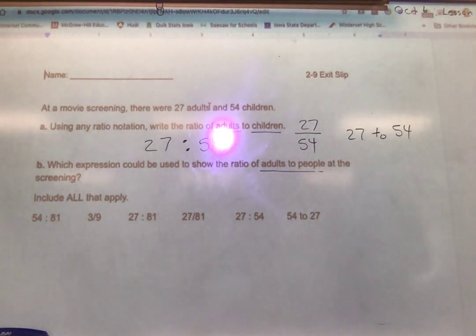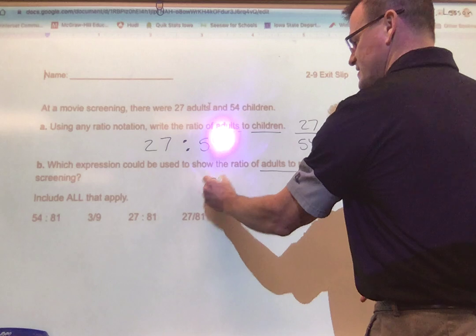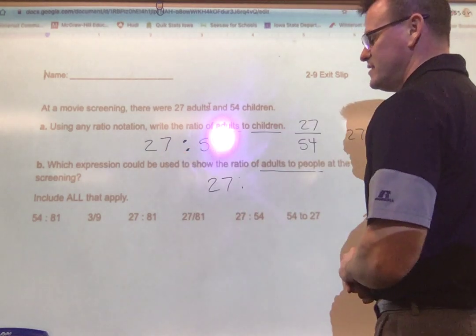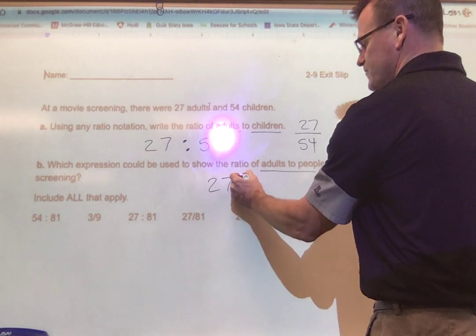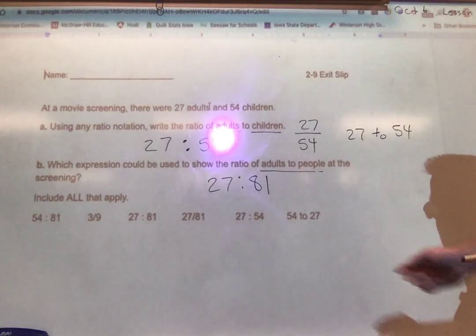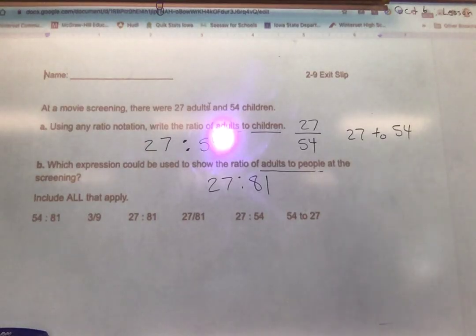So you guys have to decide and figure out, based on what's asked, what kind of ratio it is. So in this case, if it's adults to people, I know adults are 27. To people, I've got to add them up. So 27 plus 54 is 81. So this would be a comparison of the ratio of adults to total people of 81 when I add up the total. So we're supposed to circle all that apply here.